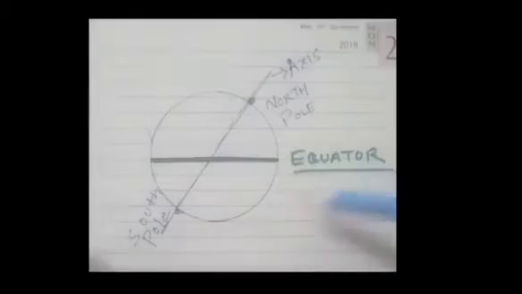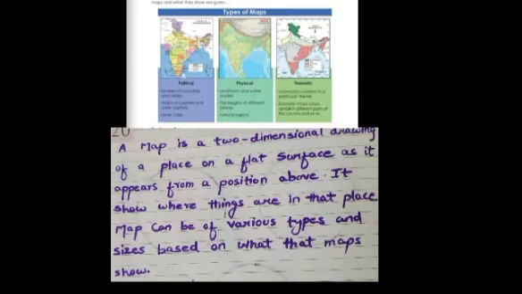The huge size of the earth makes it difficult for us to study it as a whole. To make this easy, we represent the earth in different ways. Two of the most important tools for doing this are maps and globes. Now we discuss maps. A map is a two-dimensional drawing of a place on a flat surface as it appears from a position above.